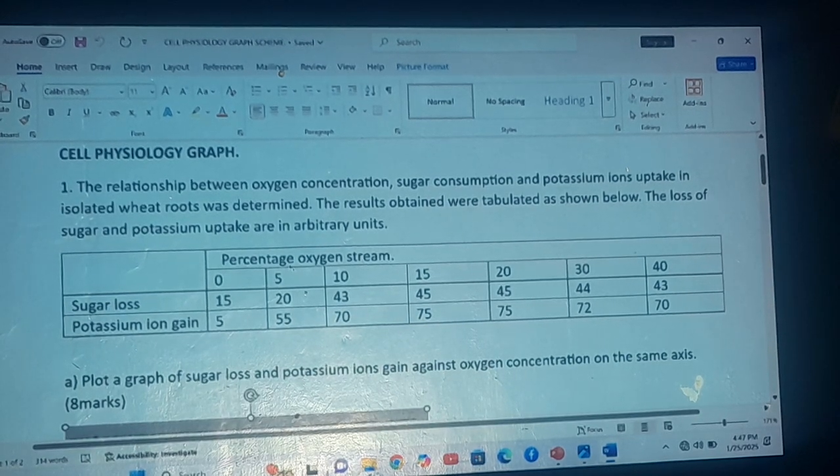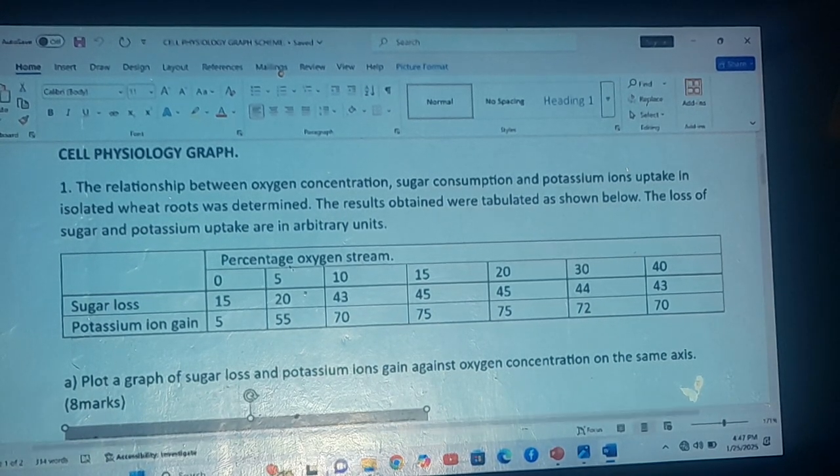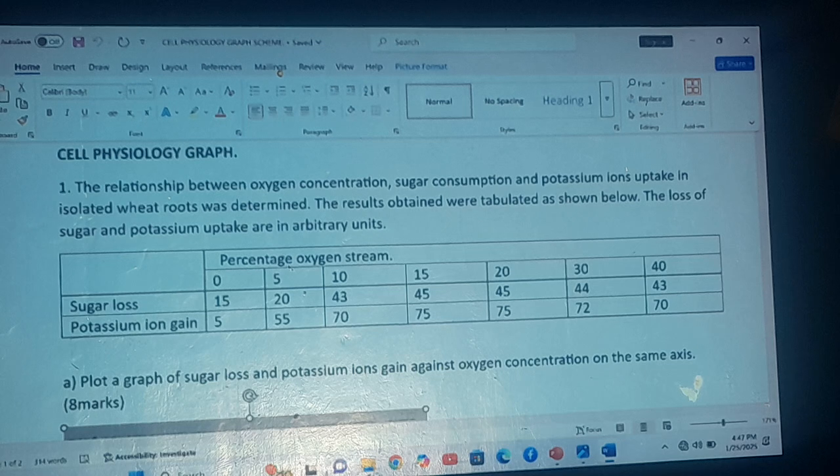So the question reads: the relationship between oxygen concentration, sugar consumption, and potassium ion uptake in isolated weed roots was determined. The results obtained were tabulated as shown below. The loss of sugar and potassium uptake are in arbitrary units. You have the percentage oxygen, the sugar loss, and the potassium gain. The percentages are 0%, 5%, 10%, 15, 20, 30, and 40 respectively.